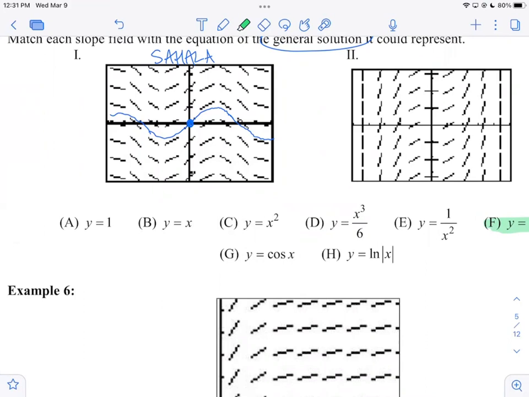The other one over here, could it be y equals 1? What would the general solution for y equals 1 look like? A bunch of horizontal lines, right? What would the ones for x look like? Just a bunch of 45 degree lines going that way, right? x squared would just be a bunch of smiles up and down, right? x cubed, we know what that would look like. That's going to be kind of like the first one that we looked at. Yeah, just a bunch of disco dancers up and down, right?